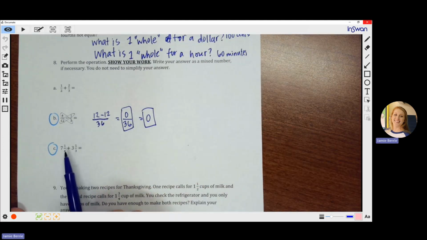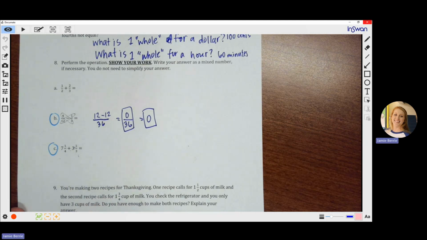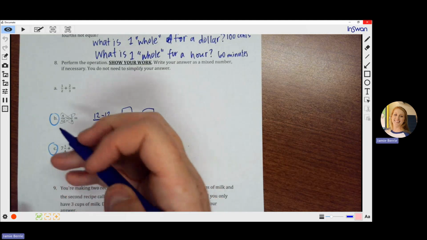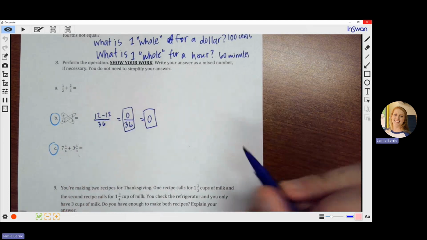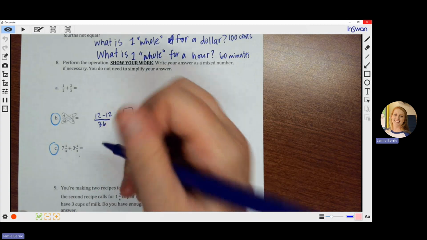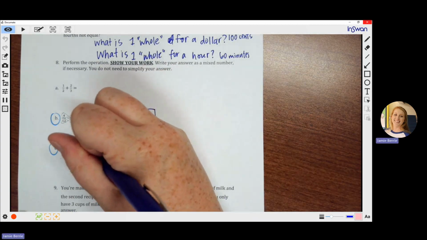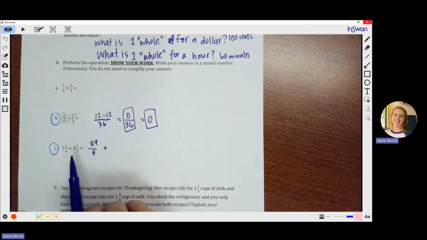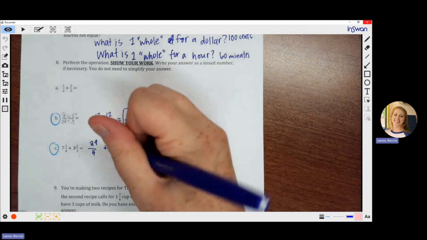Now, this one is a mixed number, so we are going to convert these to improper fractions first. All right, so 7 1/4 plus 3 1/3. To convert 7 1/4 to an improper fraction, you're going to start in this denominator. 4 times 7 is 28, plus 1 is 29. Denominator stays the same. Plus, starting in this denominator, 3 times 3 is 9, plus 1 is 10, so that's 10/3.